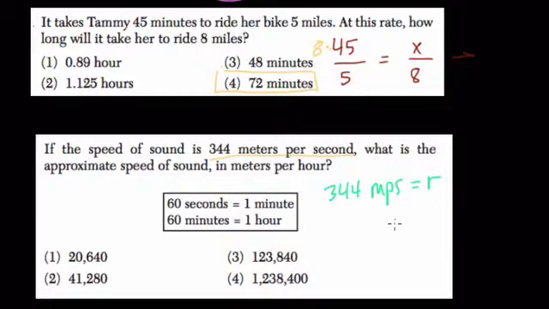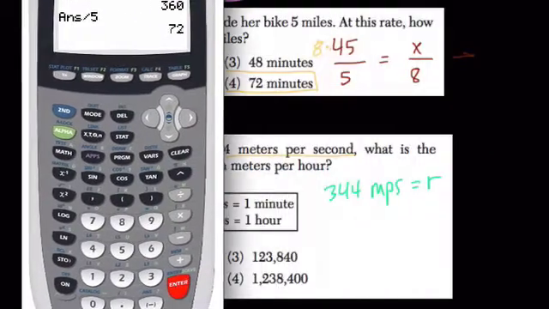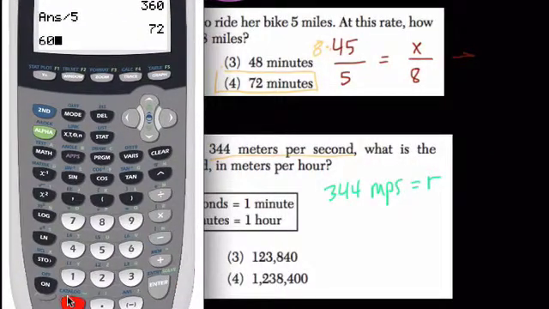Well, for each second going 344, so for an hour, how many seconds are in an hour? There's 60 seconds in a minute and 60 minutes in an hour. So it's 3,600 seconds for every hour. And for each second, we're going 344. So I multiply that by 344.